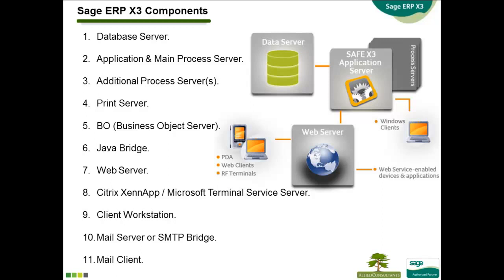Some functions, like the print message, allow an application to send the result of a print as an attached document to a mail. It is required that the X3 client workstation has access to a local MAPI client software such as Outlook Express or Outlook. For users who have the Sage X3 client installed on their local workstation, it is required to configure the Outlook MAPI client software locally on the machine. These are the 11 components of the Sage ERP X3, which all together build the Sage architecture.